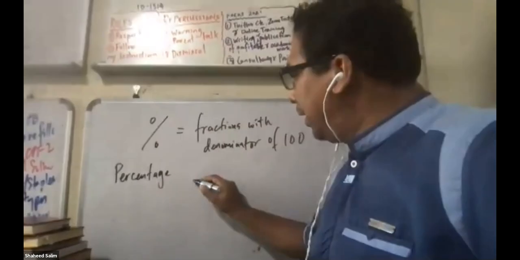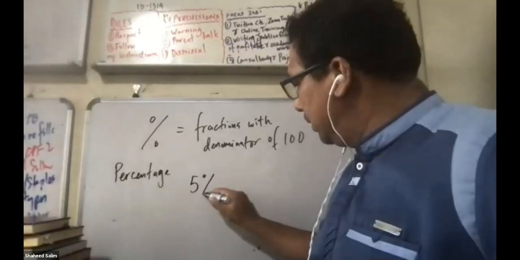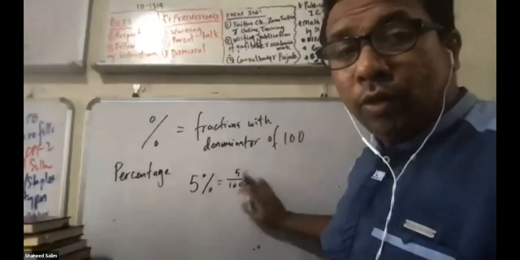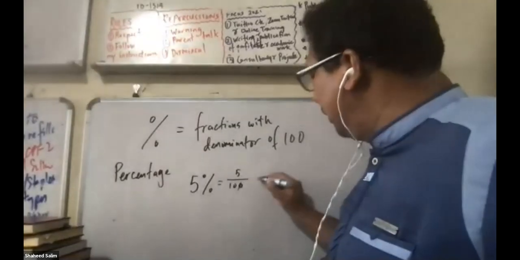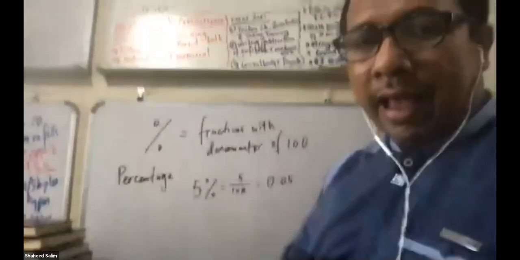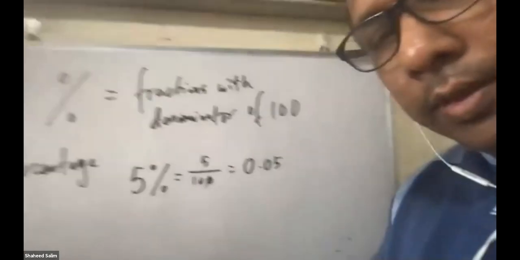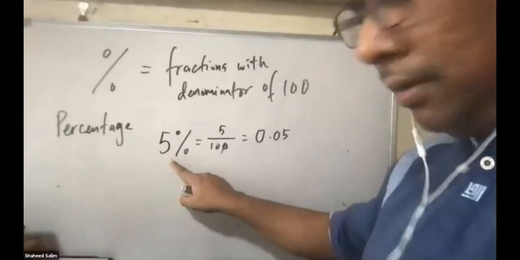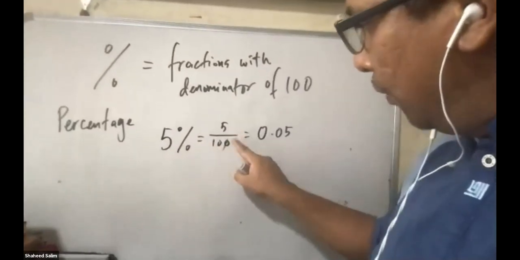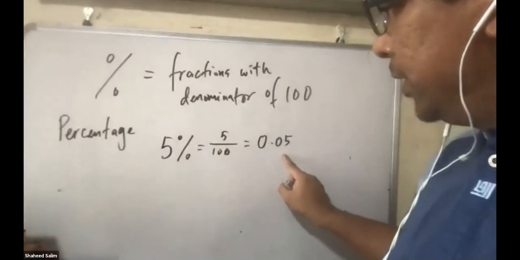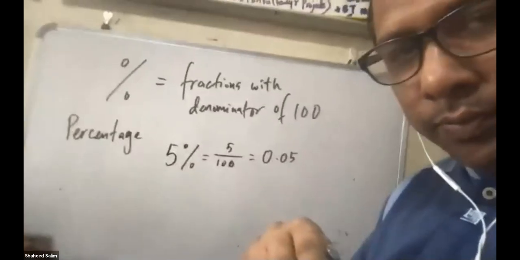So if I write 5%, this is the same as 5 over 100. And if you have learned decimals already, this is equal to 0.05. They are related. Remember, this is 5%. This is 5 over 100. This is 0.05. They are the same.